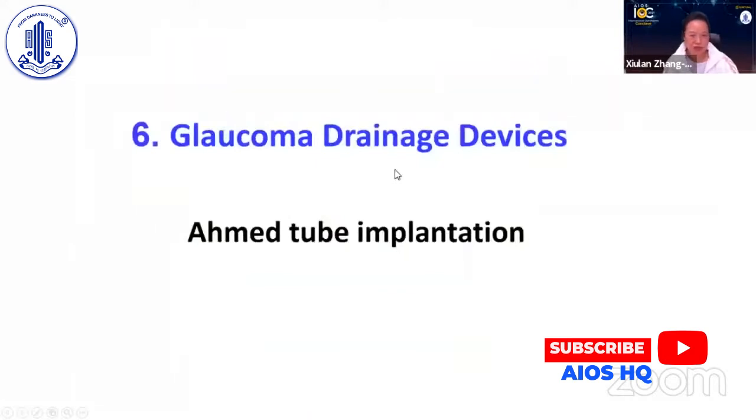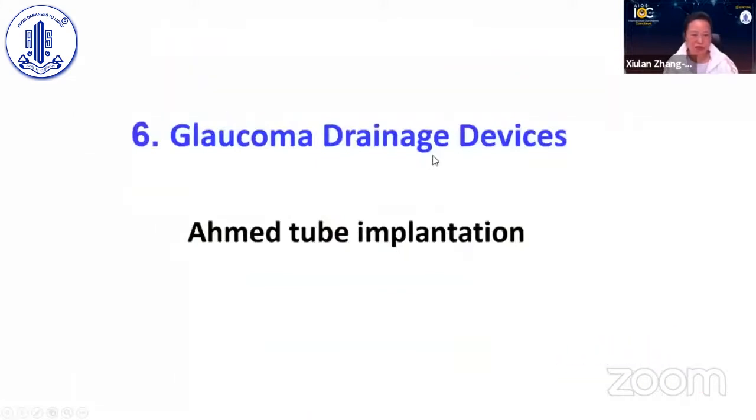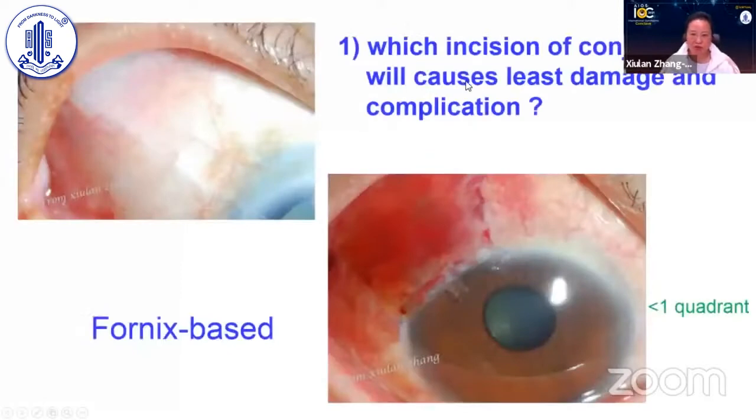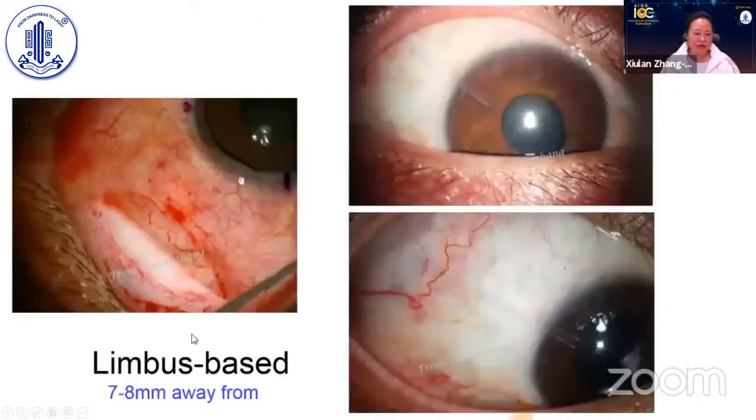So last, we'll talk about the glaucoma devices. I would like to focus on the armored tube implantation. Which conjunctival incision will cause the least damage and complication? If you use a fornix-based conjunctival incision, I recommend making an incision of less than 1 quadrant and making it nicely. And if you use a limbus-based one, about 7 to 8 mm away from the limbus, this is the way I like.